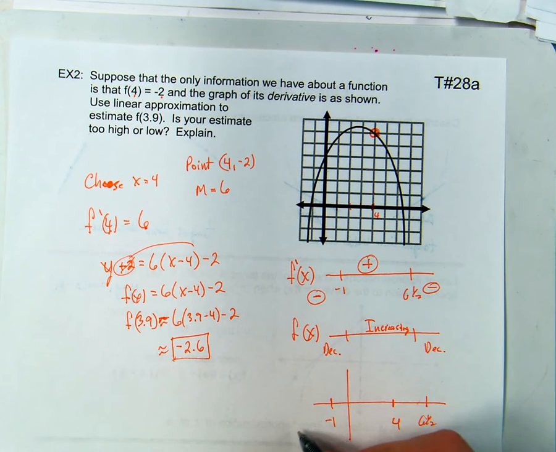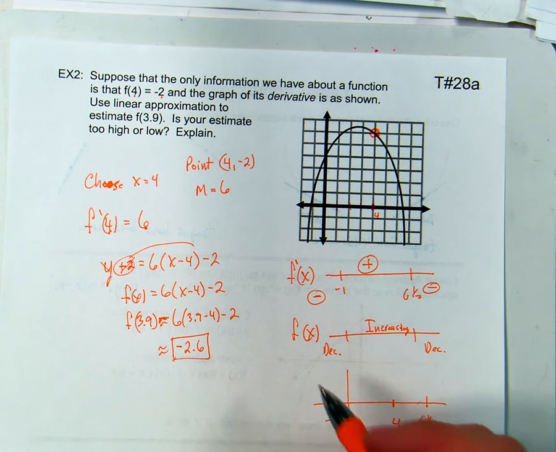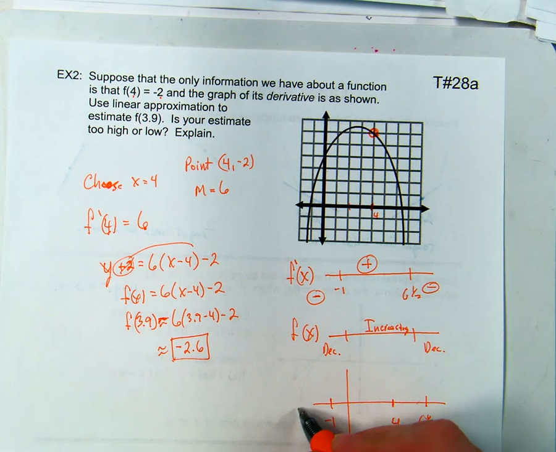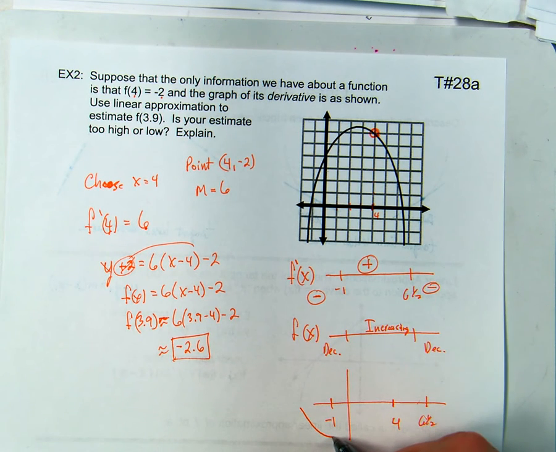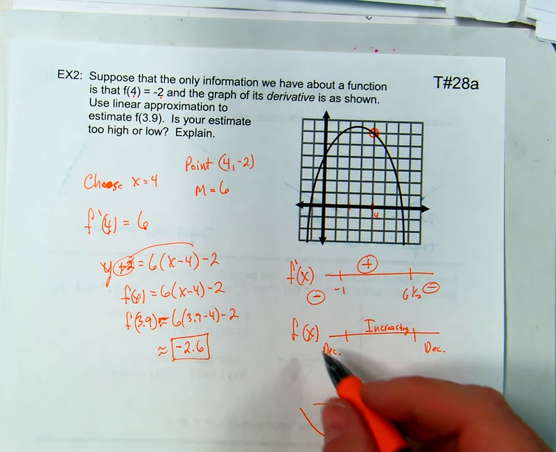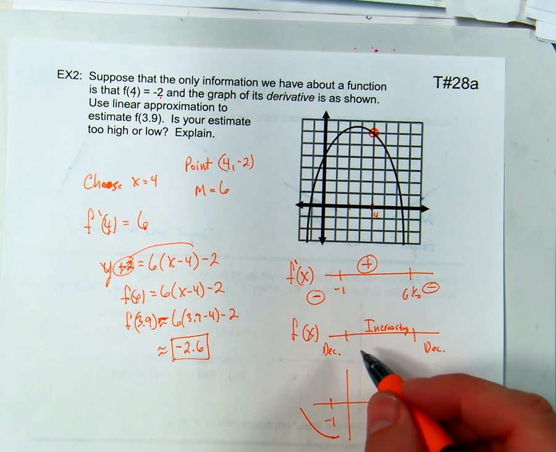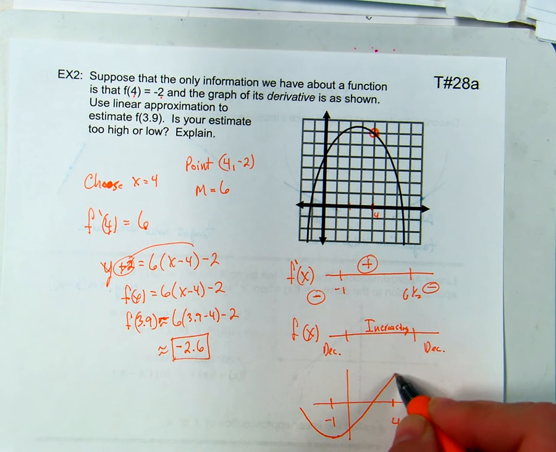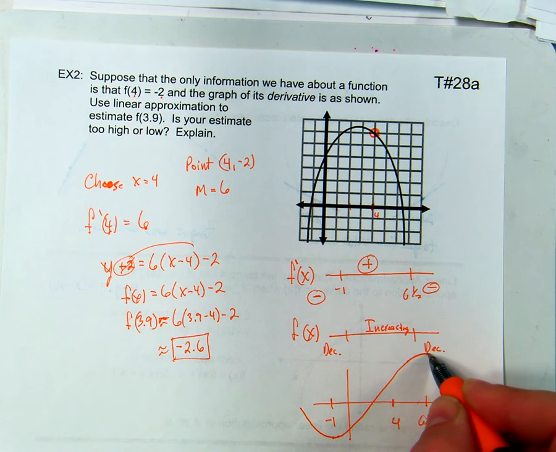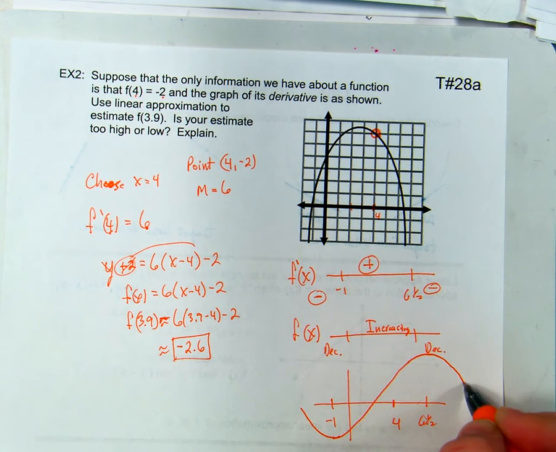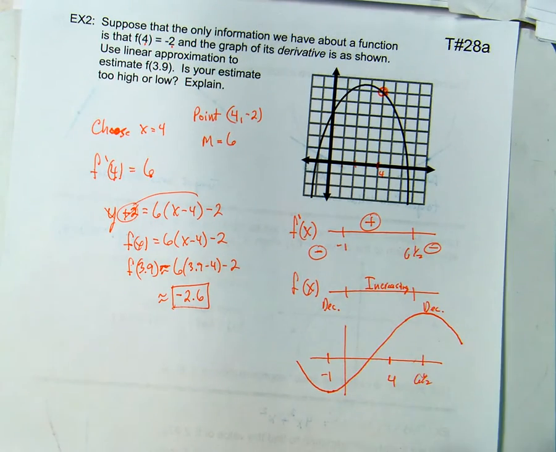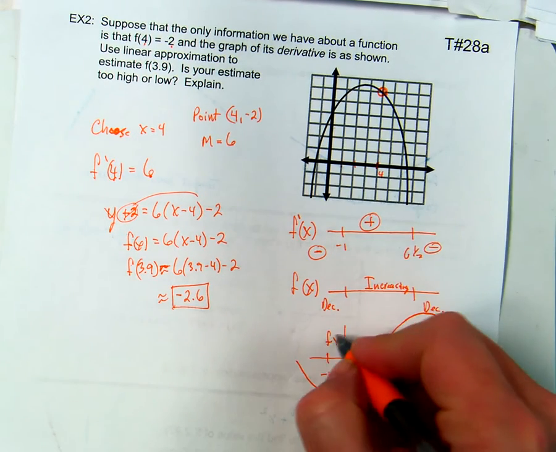What did we say here at negative 1? Yeah, negative 1's a sign change. So we know it's curving at negative 1, it's got to be a min, because when you're decreasing and you start to increase, you have to have a min. We know it's increasing until it gets to 6.5, and then it's going to have a max. So now we have a graph that we can see of the function, the f of x.